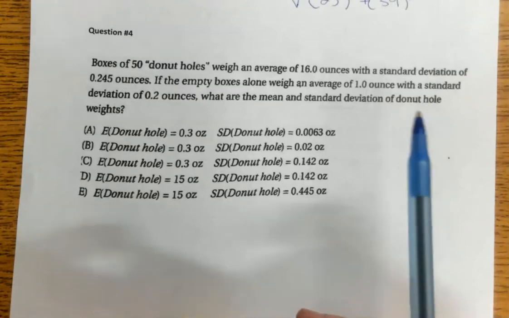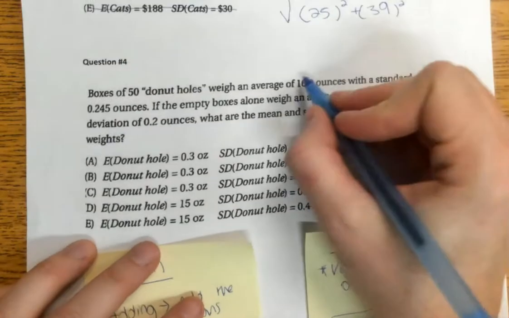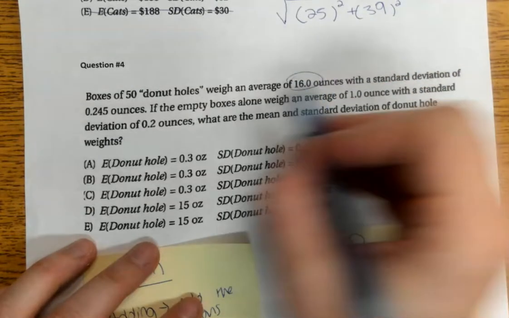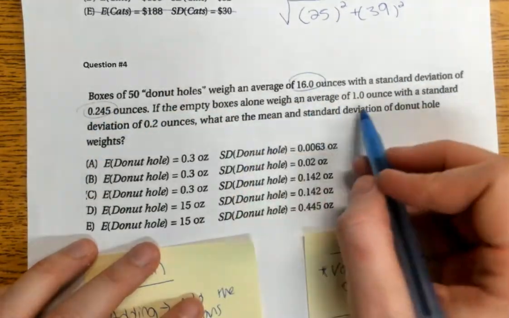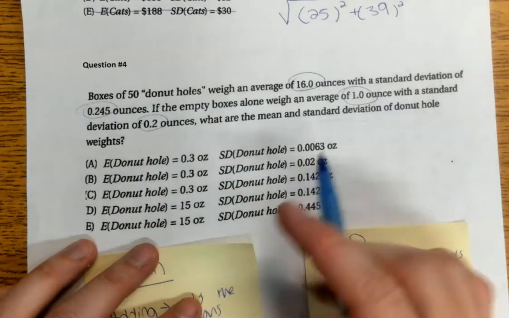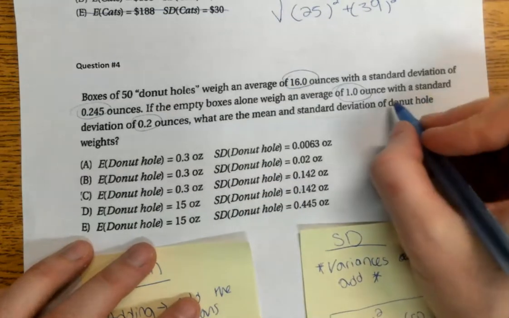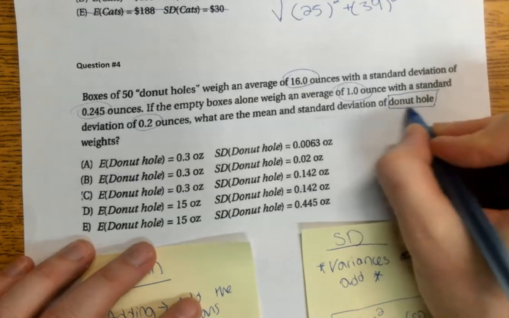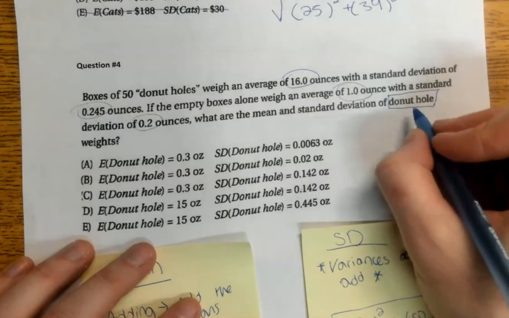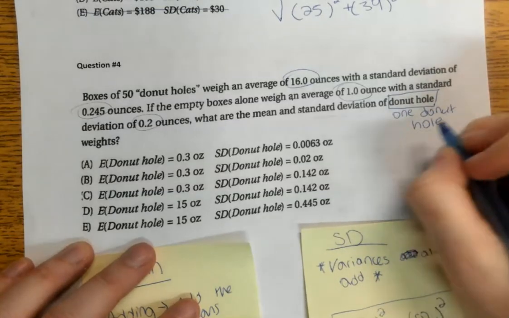All right, so number 4, we're combining random variables, and then we're transforming our answer. So boxes of 50 donut holes weigh an average of, so the whole box weighs an average of 16 ounces with a standard deviation. Empty boxes alone weigh 1 ounce with a standard deviation of 0.2 ounces. What are the mean and the standard deviation of the donut hole weights? This is confusing because it says donut hole singular, 1 donut hole. We'll come back to that in a minute.